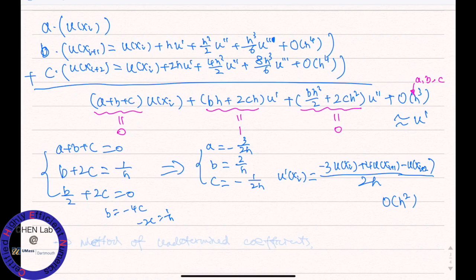This method is the method of undetermined coefficients. In the next class, we'll derive a generic formula for that method. So you give me any stencil to approximate the derivative at any location, and you can always find a way to solve for the coefficients.